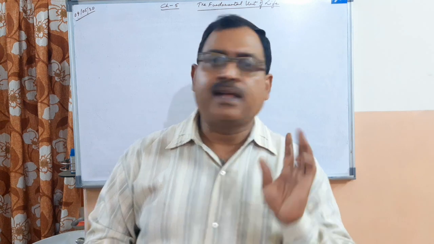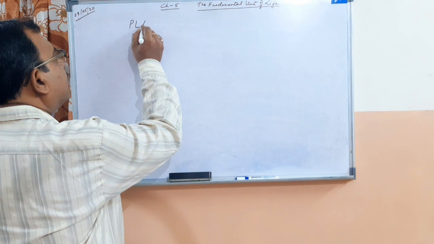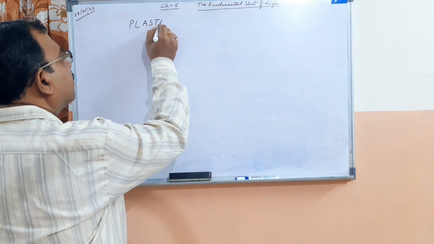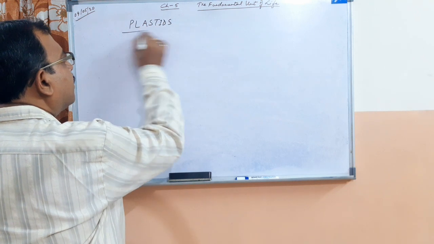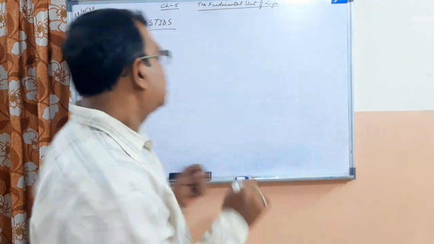Welcome back, children. Today we will study about plastid. Plastids are organelles which are found only in plant cells. Now, plastids are of three types. What are they?